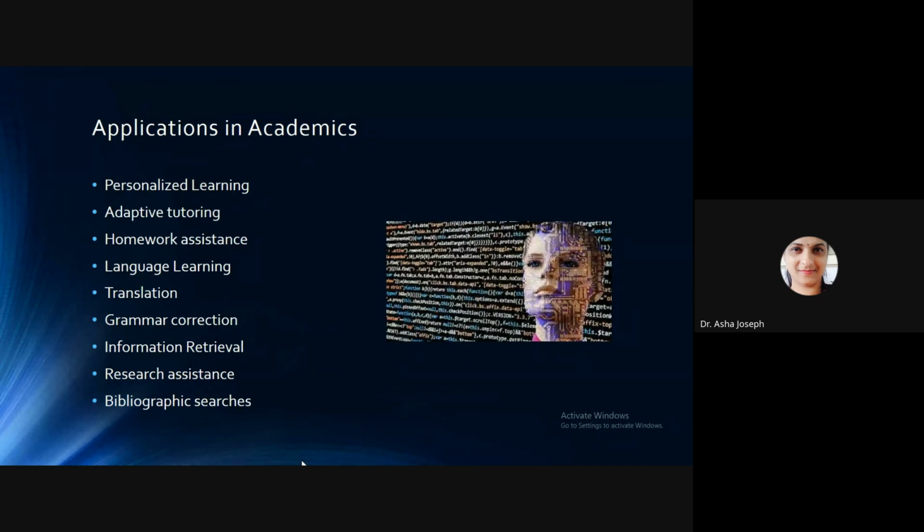Adaptive tutoring means, previously I was asking about nuclear war, but it gave me the idea that better you ask about climate change or renewable energy sources. So it was giving you some different ideas so that you can decide on what exact topic you want to study. So it is like tutoring as well as personalized learning. Then it gives you homework assistance, which I have already mentioned.